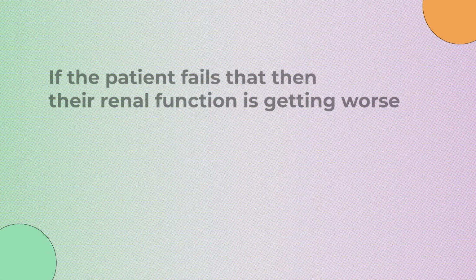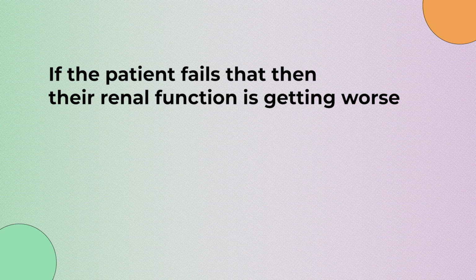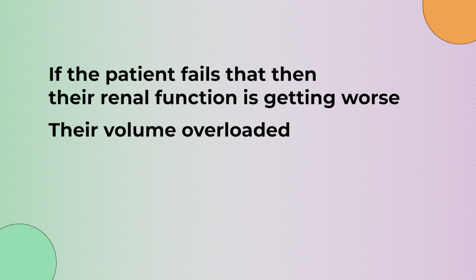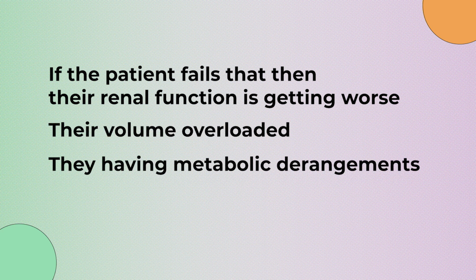So all of these things are important. And if the patient fails that, then their renal function is getting worse, they're volume overloaded, and they're having metabolic derangements. Maybe their potassium's going up and their phos because of their renal failure, and they're overall just not doing well. It might even be anasarca, just swelling everywhere, not only in the belly, but everywhere. Then it might be time to consider dialysis.